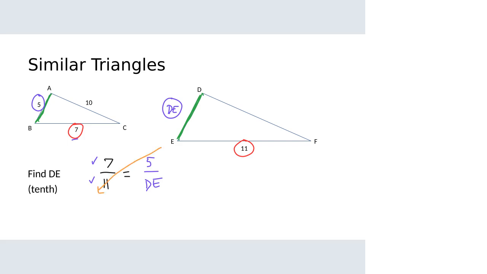So I'll multiply this way and have 5 times 11 is 55. I'll multiply this way and have 7 times DE. Oh, I lost my connection for a second. I'll be right back. Okay, 7 times DE. And now the only thing we have to do to get DE by itself is what? What do I have to do to get DE by itself? I know you all know, but it seems like a good place for me to ask a question.